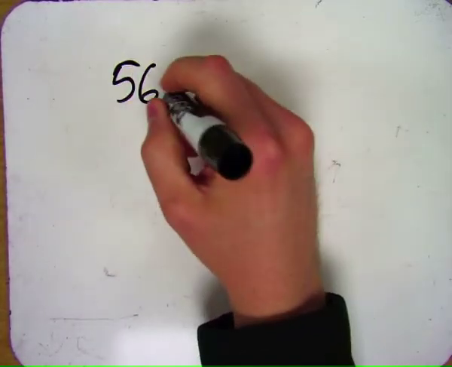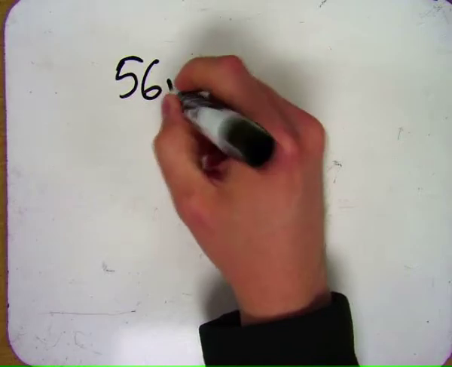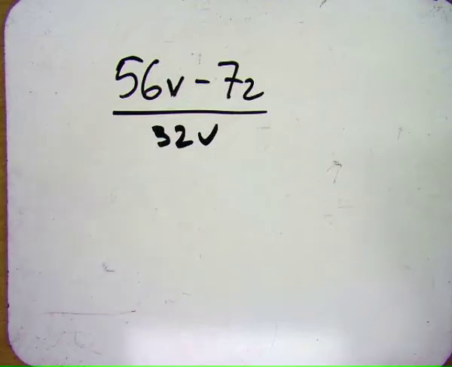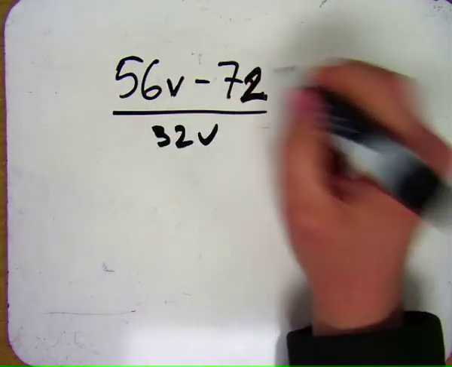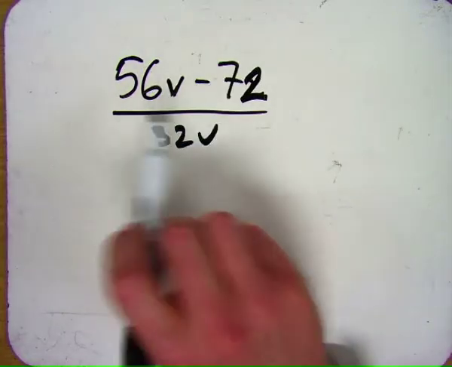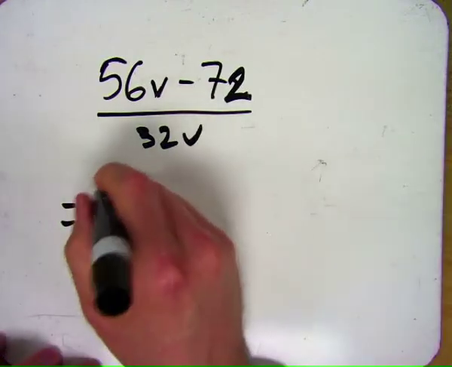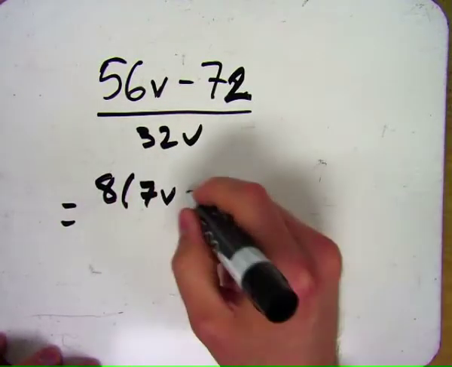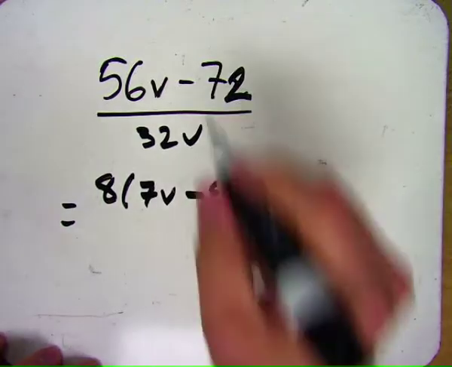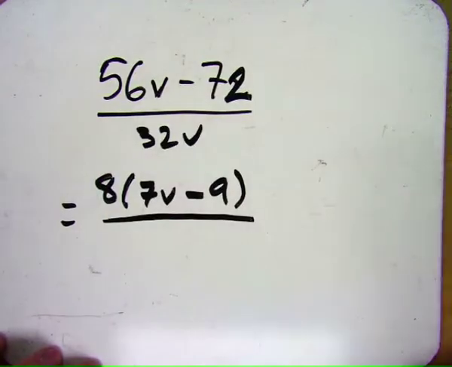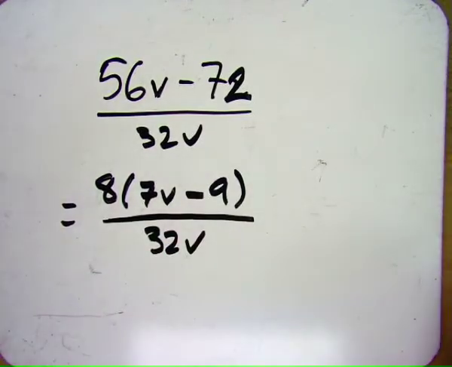So our job today is to take something that's more complicated, simplify it down. Alright, so things that you might see. For example, 56v minus 72 all over 32v. Now the first thing you should always do is factor. If I think about 56 and 72, I know that is the same as, if I pull out an 8, 7v minus 9. So I reverse distributed, I factored out a GCF. If I do 8 times 7, that would be 56. If I do 8 times 9, that would be 72.